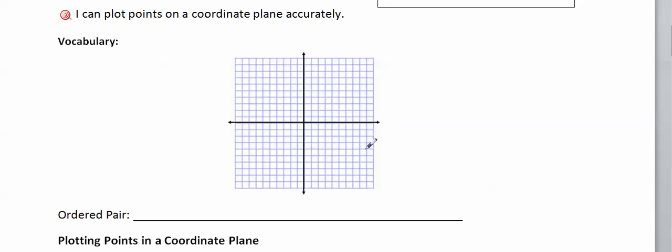system here. So the first line, horizontal, left to right, is the x-axis. The second line, vertical, up and down, is the y-axis. And the very middle of it, where the two come together, is called the origin. And this is the point 0, 0, right, 0 on both axes.